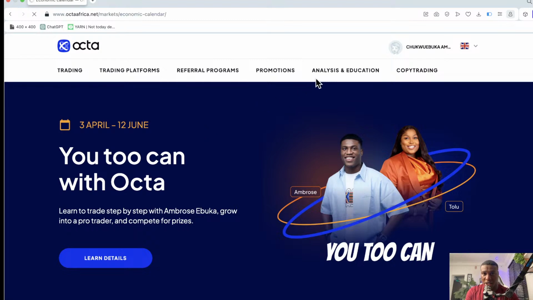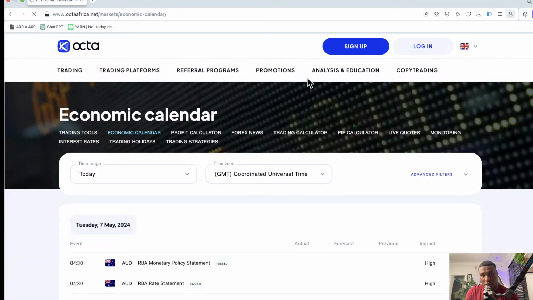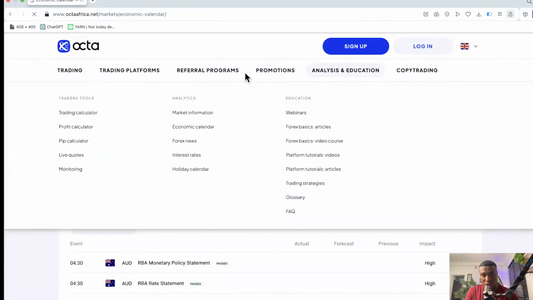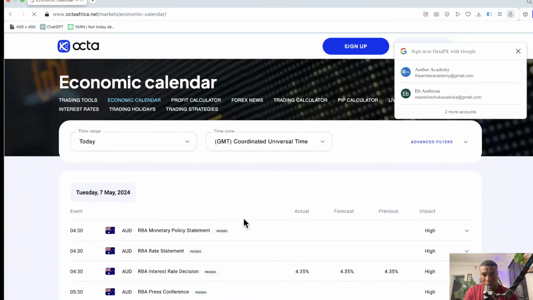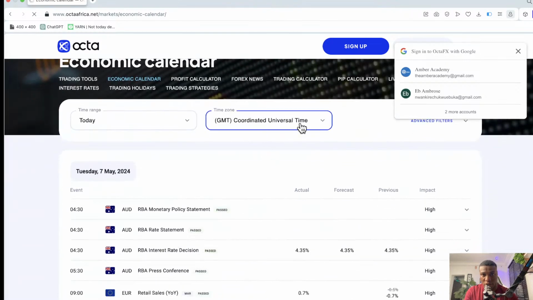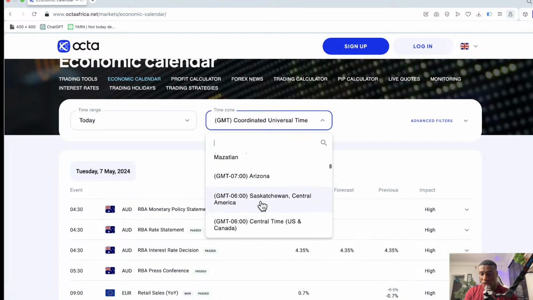One way you can check these economic events is to use the Octa economic calendar. To get there, you just go under the menu, you come to analysis and education, and you come down here to economic calendar and just click on it. By default, it's probably going to be at coordinated universal time, so you would want to change this to your time zone.